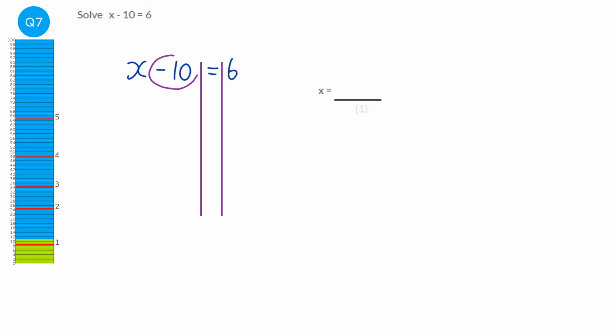Well, this minus 10 here is stopping x from being on its own. So we need to get rid of that somehow. And we do that by doing the opposite of it. So what is the opposite of take away 10?